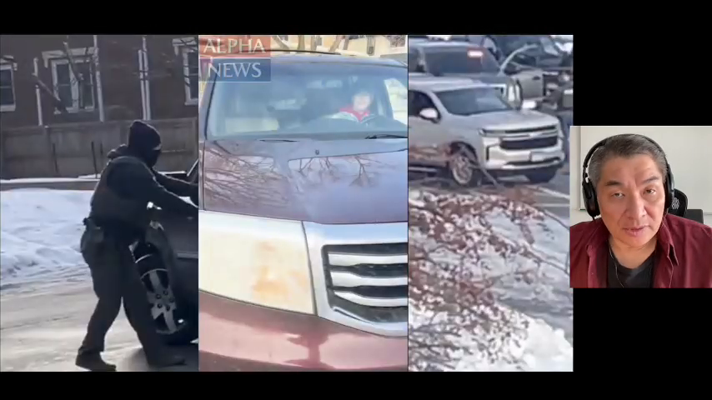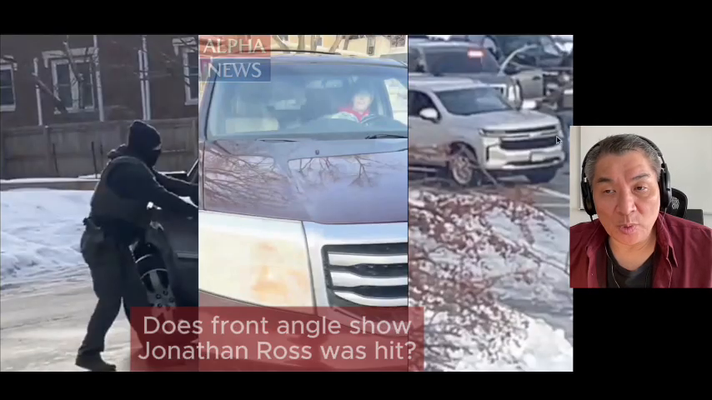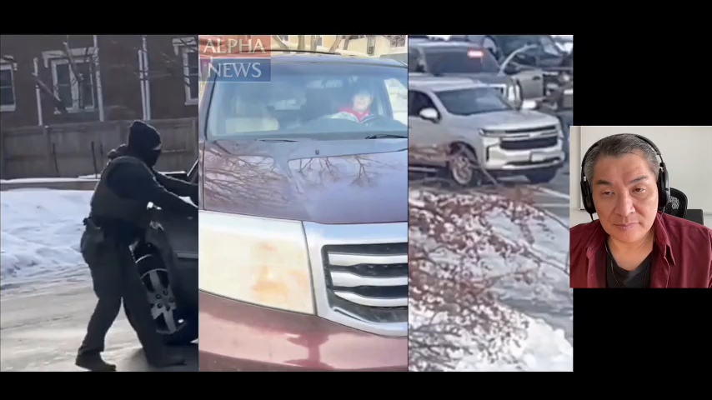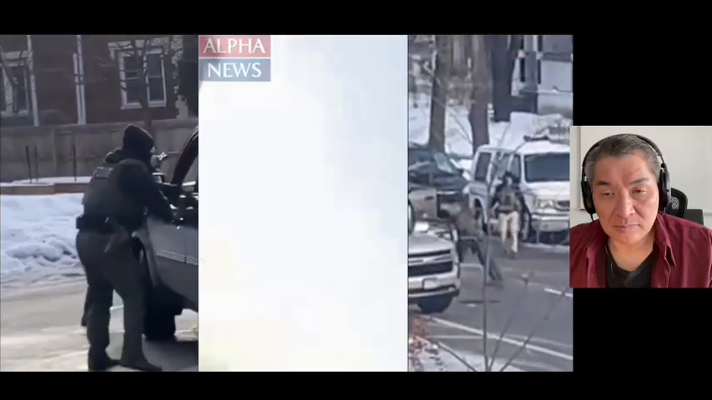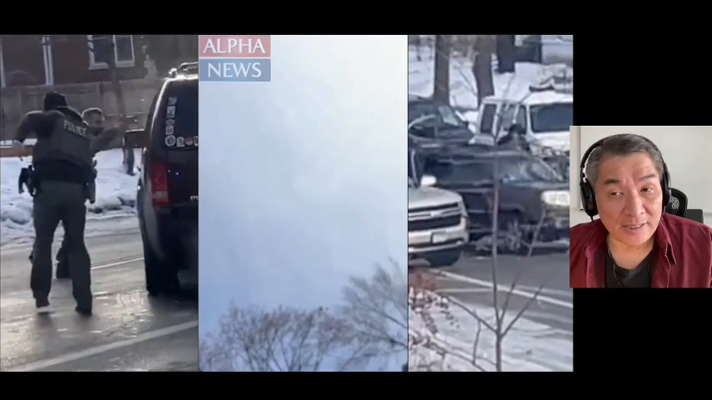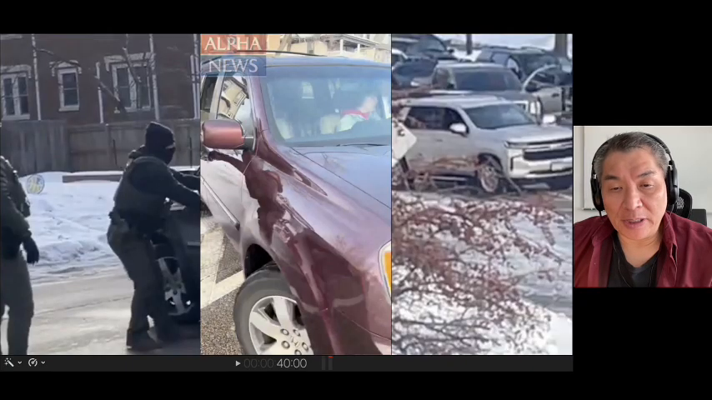Now, look at this frame. People are saying that this one, when you look at it, proves that Jonathan Ross was hit. I think it can look like he was hit, but it's far from certain. To figure out what actually happened, let's go frame by frame.